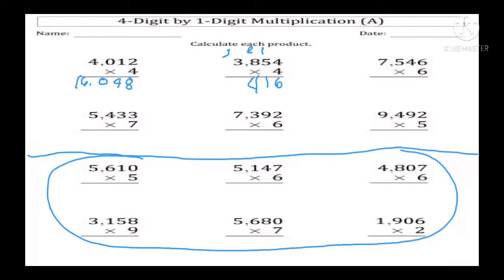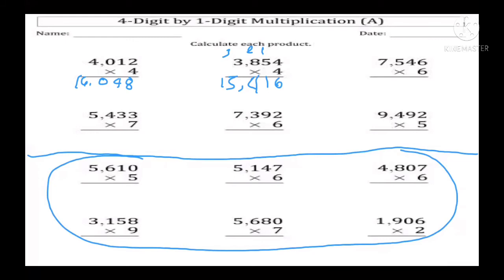4 times 3. 4 times 3 is 12, correct? 12 plus 3. That is 15, correct? So our final answer is 15,416. Okay? 15,416. All right.